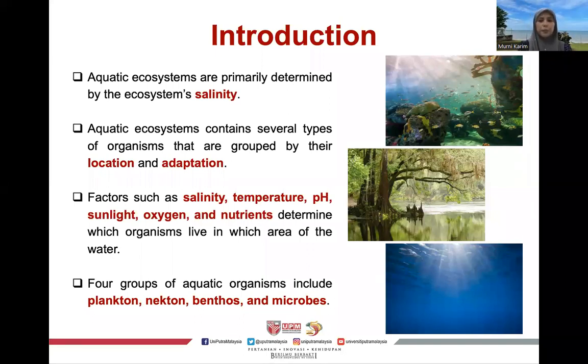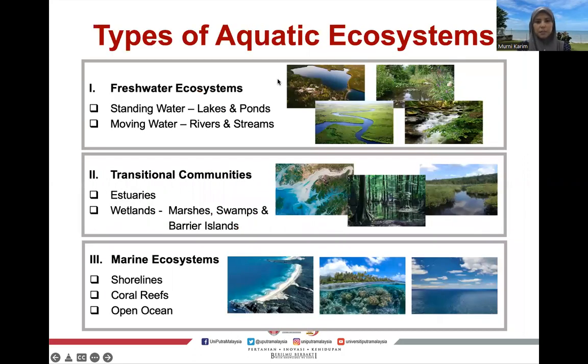In the aquatic ecosystem, there are four groups of organisms, namely plankton, nekton, benthos, and microbes. I will talk about this after this. All right, I have a problem changing my slide.